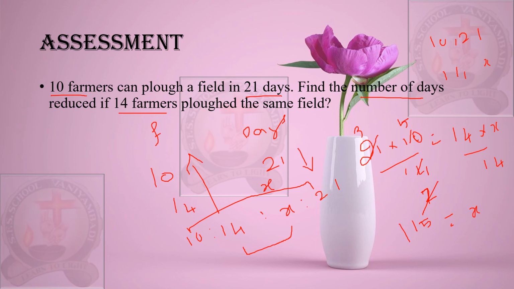Now we assumed x is equal to 15 here. What is the value of x here? 15. Now what is x here? x is the number of days reduced if 14 farmers plough the same field, children.